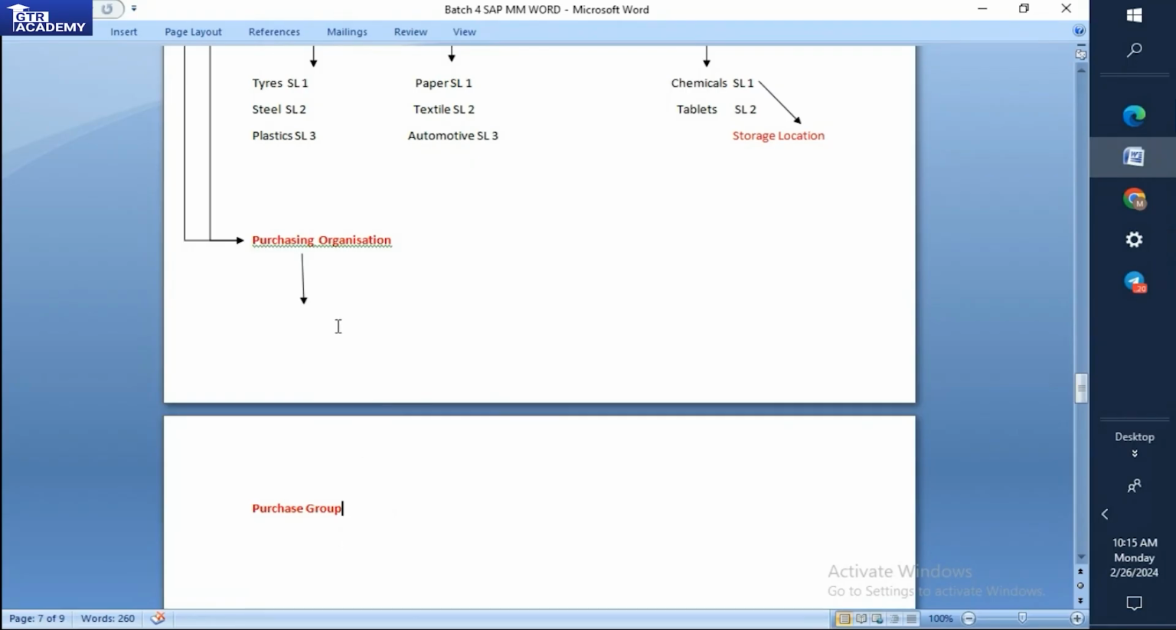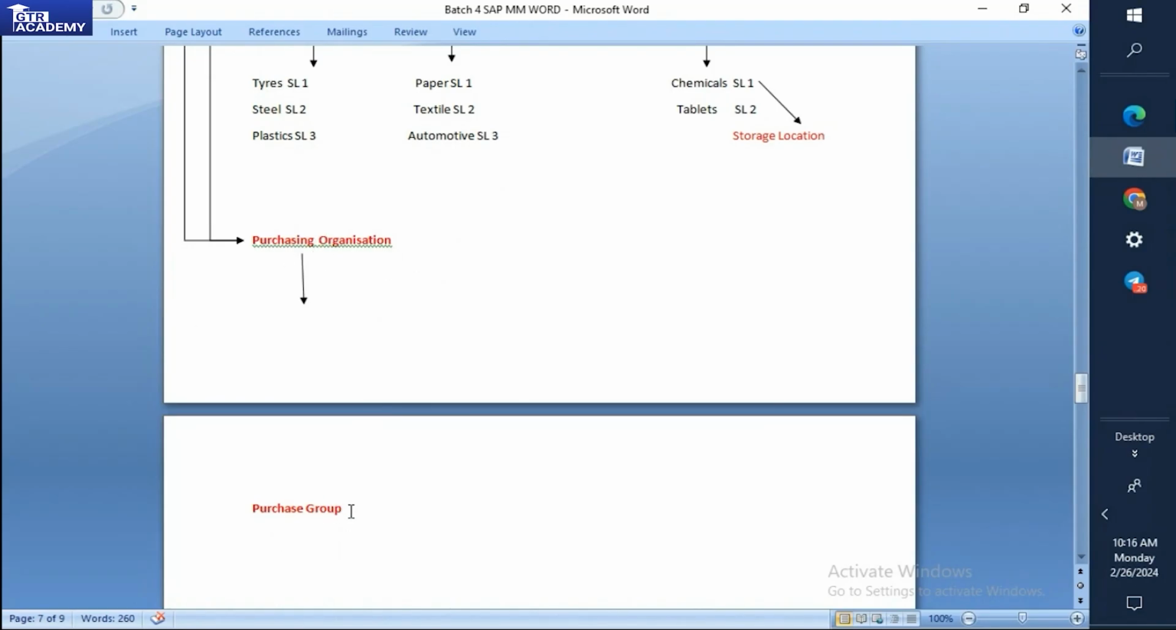Suppose tires, steel and plastics are required for car manufacturing. What will the purchasing organization do? It will select the vendors and negotiate the prices, and whatever conditions are applicable, it will put that condition to the vendor. This is the main function of the purchasing organization.